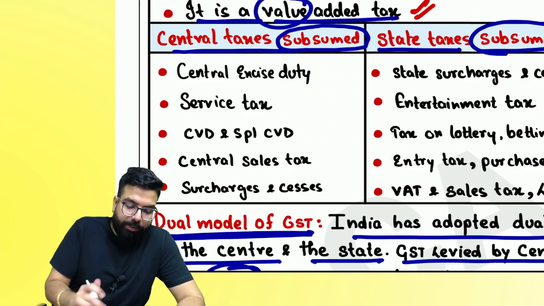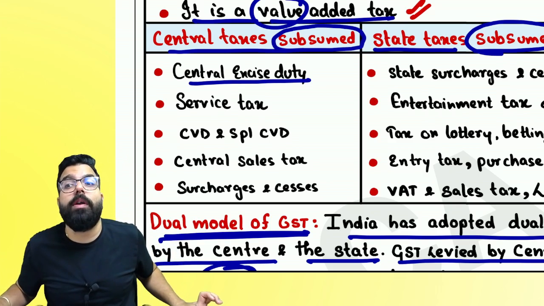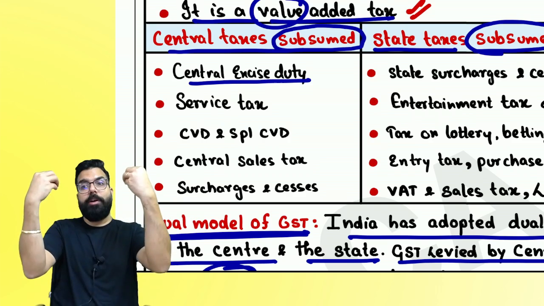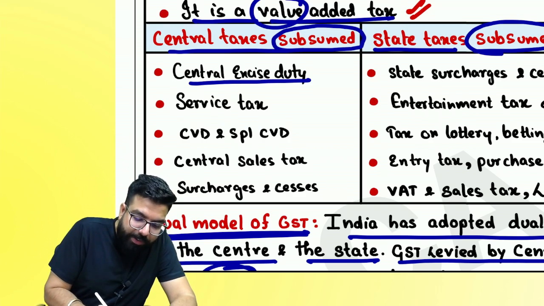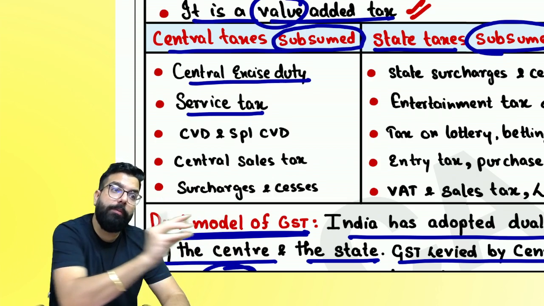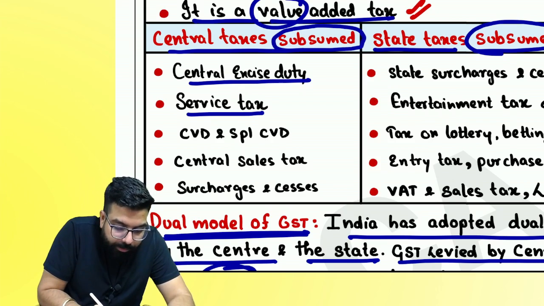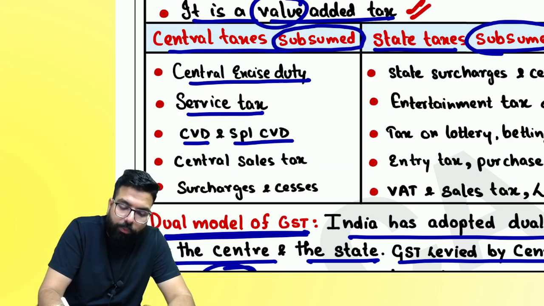Okay, everyone. First, central excise duty. Central excise duty was on what, everyone? Manufacturing. The central government told, gone. Service tax was on services. Whenever I provide services, I have to collect service tax and give it to the center. Gone. CVD and special CVD. I will tell you the full form.